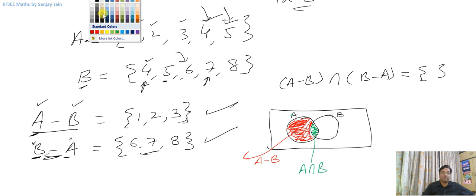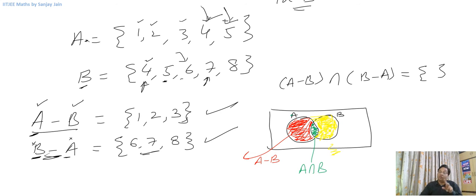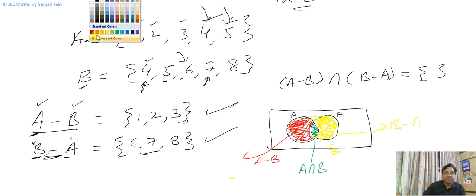Now what is this area that is left? These are all the elements of B, but not of A, right? This yellow area gives me B minus A. So there is nothing common between A minus B and B minus A, and then there is this common area between them, which is in green, which is A intersection B. I hope you got the idea about A minus B, B minus A, and you already know about the intersection.